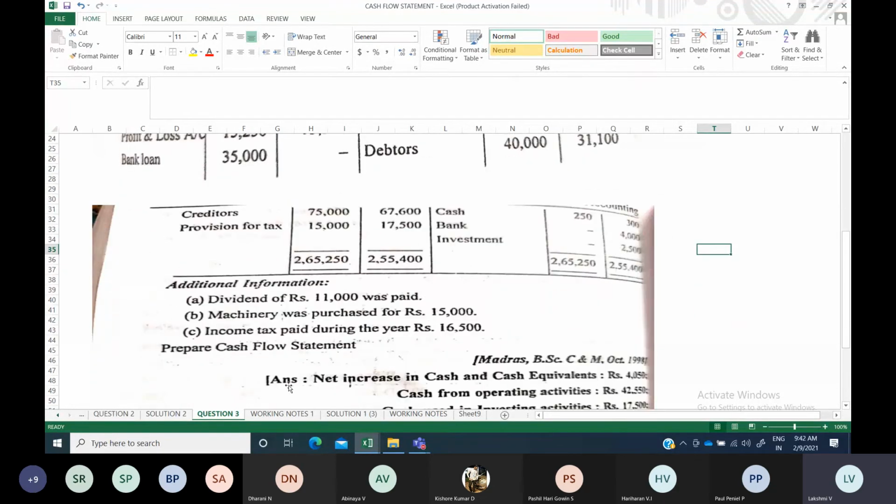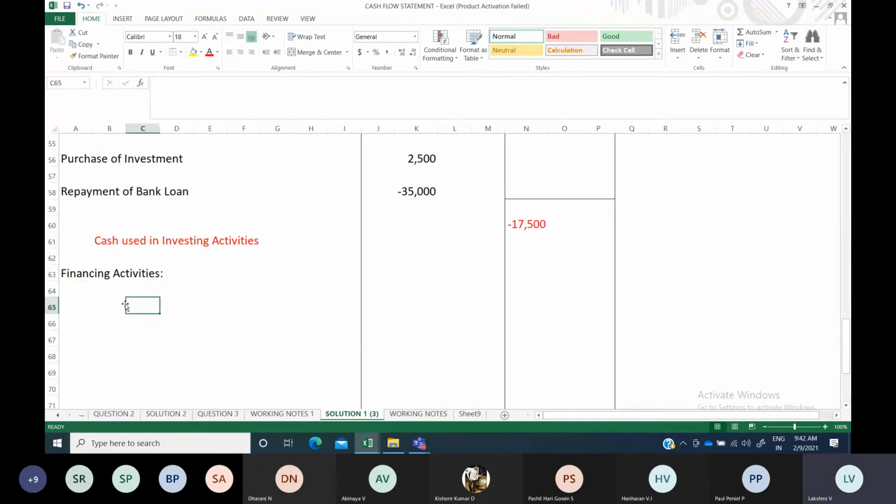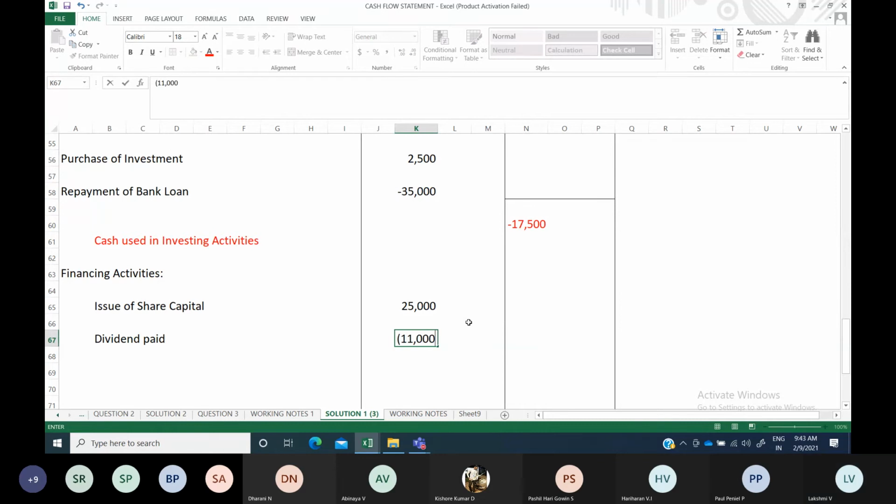So let us show the share capital issue and dividend paid here. Issue of share capital 25,000. Enter the amount here. Dividend paid is an outflow, so you have to show it within brackets. That amount is 11,000, I think. Show it in brackets.